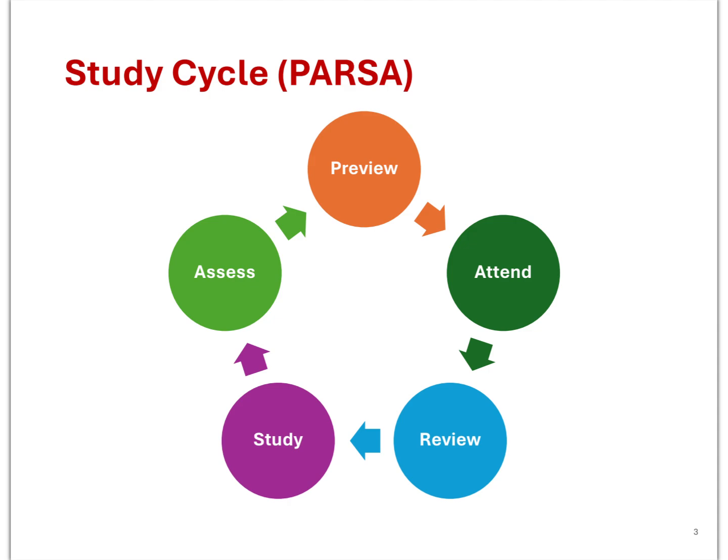What does that mean? For the preview, before you come to class, if you check the syllabus, you will know what's going to be covered in the lecture. So you are going to use your textbook or any other resources you can find about that subject to have a look at what it is about. When you are doing the preview, a good thing is to write down any unclear questions in your little notebook, and then you are going to attend your class.